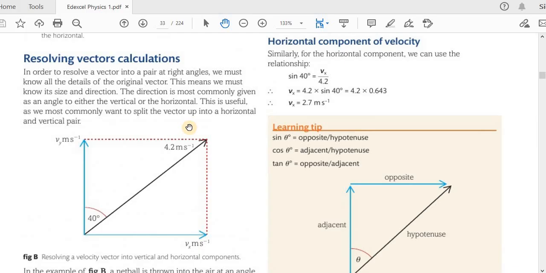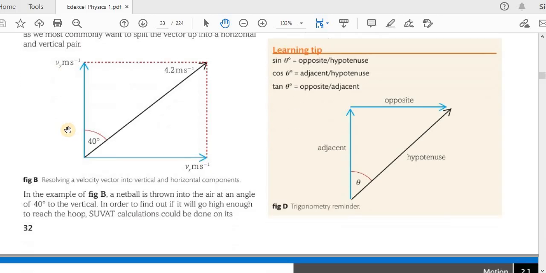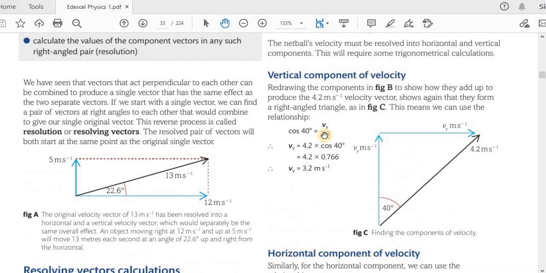Okay, then resolving vectors. Now let's say we have this vector, velocity vector 4.2 meters per second. The angle here is 40 degrees. We want to find the x component and the y component. Now here this is the angle, so then we have to consider this triangle. So if it's sweeping the angle, then it will be cosine. So 4.2 cosine 40 degrees, we are sweeping the angle, equals Vy. Okay, so in other words we can say Vy equals 4.2 cosine 40 degrees.